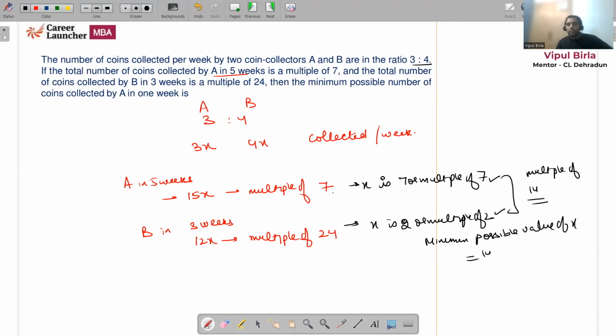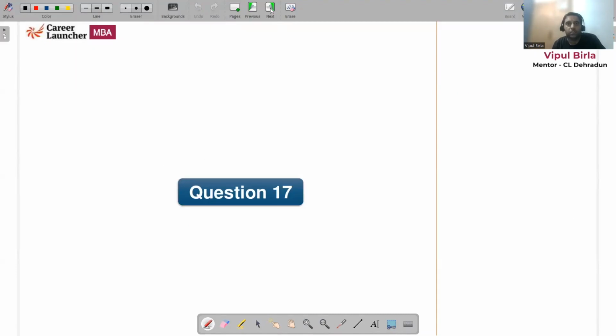of x is 14. So the question says minimum number of coins collected by A in 1 week. So the number of coins collected by A in 1 week is 3x. Hence it is 3 into 14, which is 42, the minimum number of coins collected by A per week, which is the answer. Let's look at question number 17.